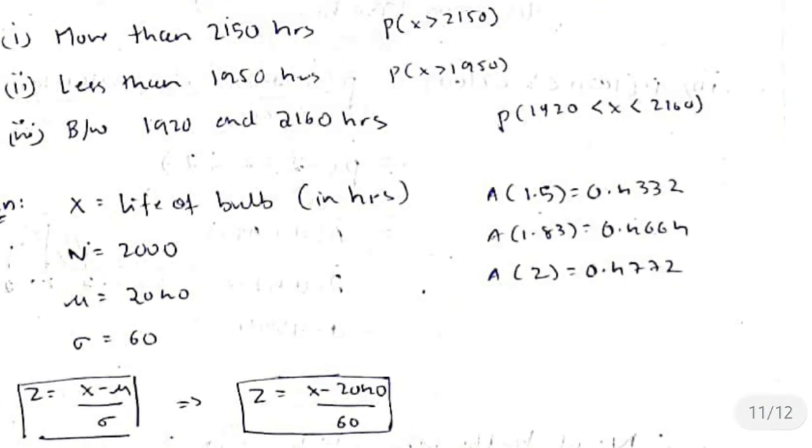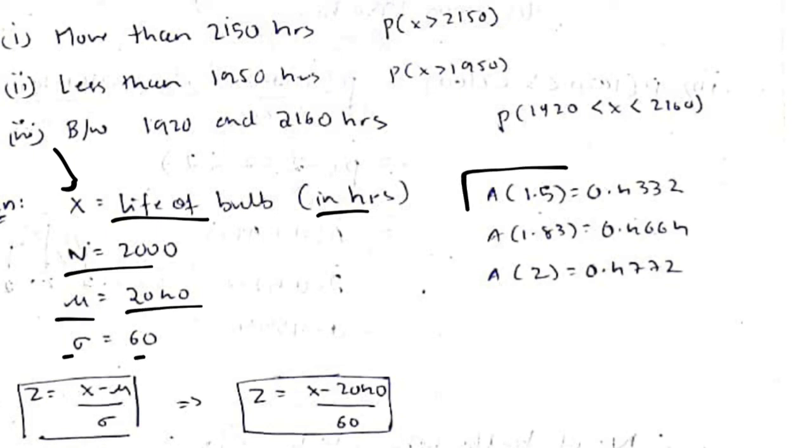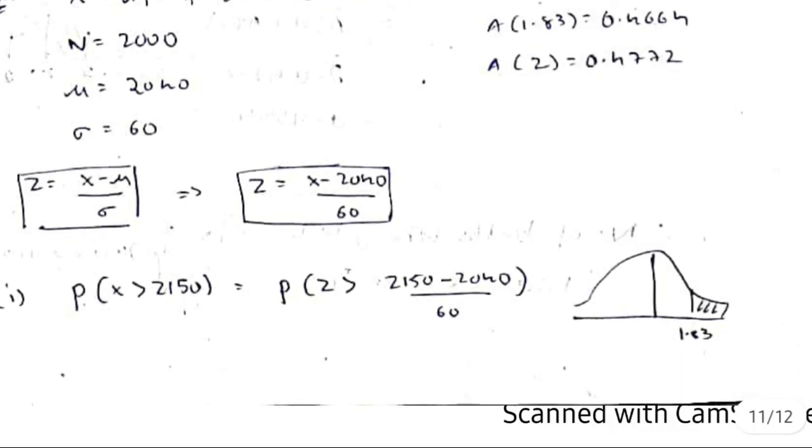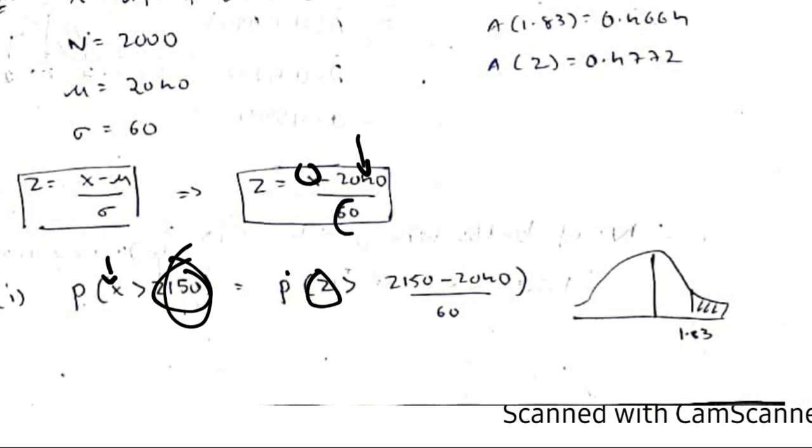Let's do that. We have to find out the life of the bulb in hours. Therefore, we will write X, and N is 2000, mean is 2040, and sigma is 60. These values have been given in the question paper. By using this formula, we will be substituting the value of X here. Initially, the X value is greater than 2150, so instead of X we will be writing Z, and instead of 2150, we will be writing X minus 2040 by 60.